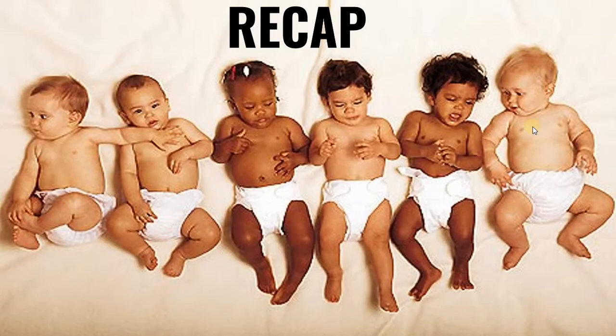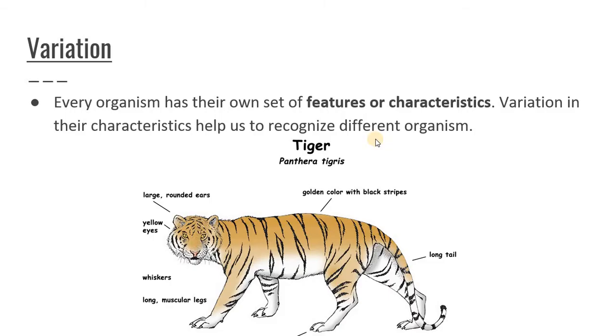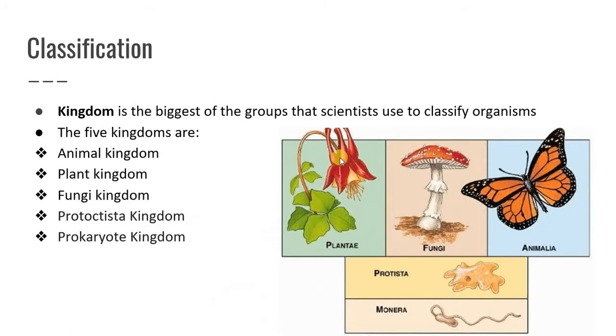Look at the beautiful babies. Alright, every organism has their own set of features or characteristics. So variation in their characteristics help us to recognize different organisms. And so far we have learned on classification. Kingdom is the biggest of the groups that scientists use to classify organisms. The 5 kingdoms are animal kingdom, plant kingdom, fungi kingdom, Protoctista kingdom, Prokaryote kingdom.